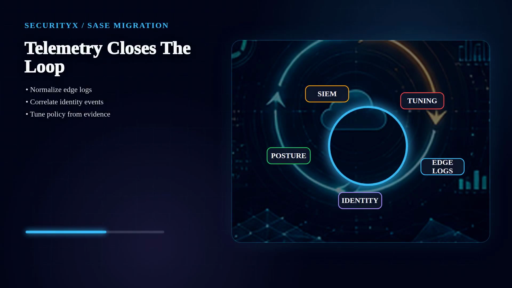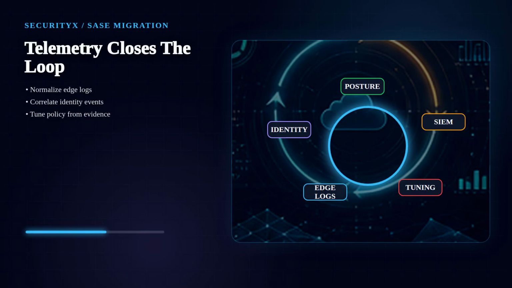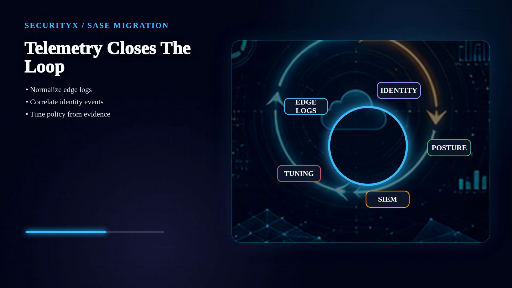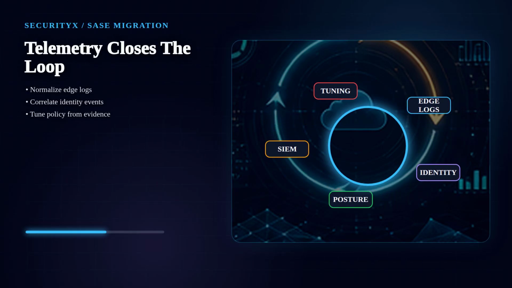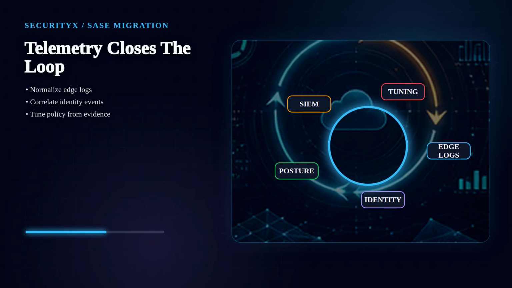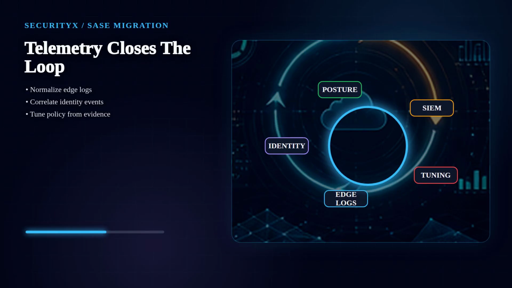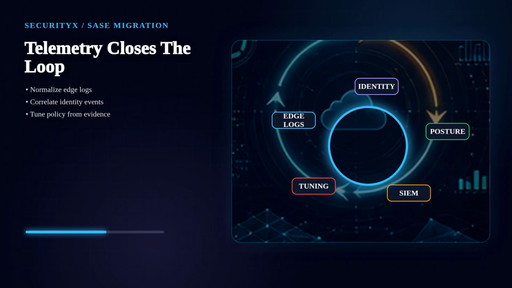A SASE program fails if telemetry is an afterthought. Security operations need identity events, device posture changes, SWG activity, CASB actions, ZTNA decisions, firewall events, and exception usage normalized into the SIEM or data platform. Telemetry tells you whether the migration improves risk, user experience, and response speed.